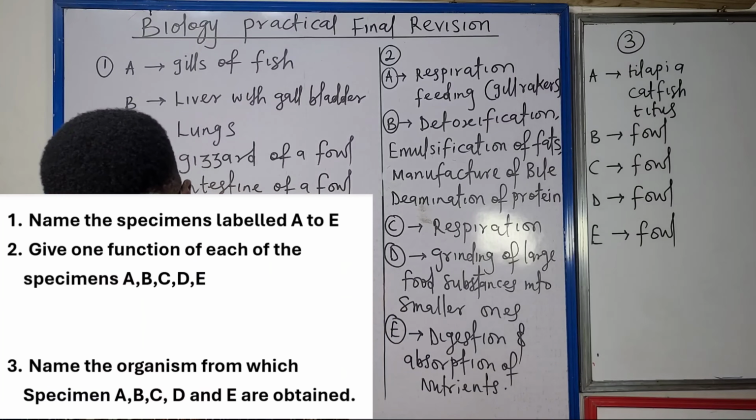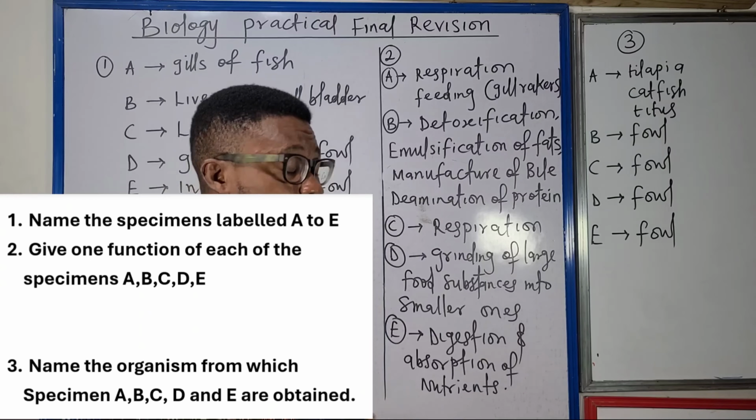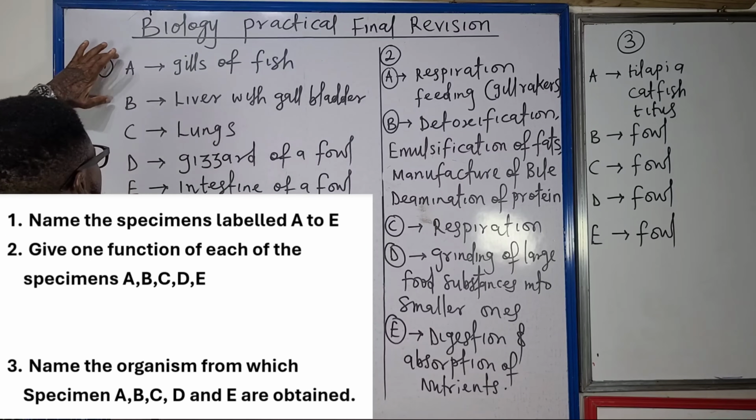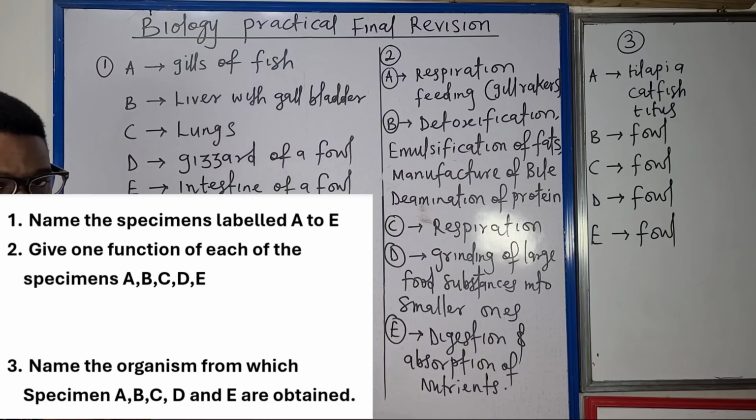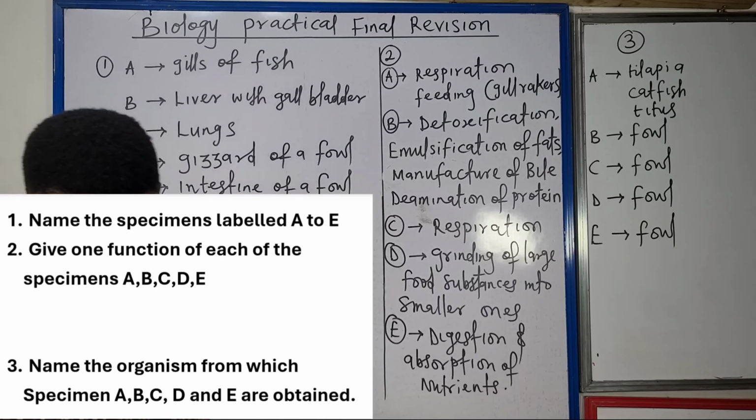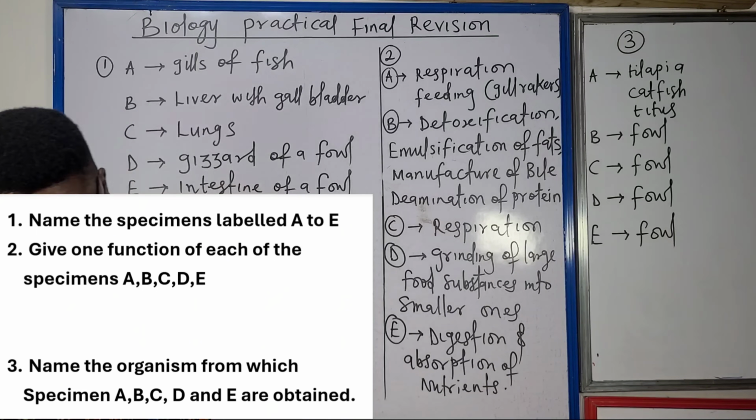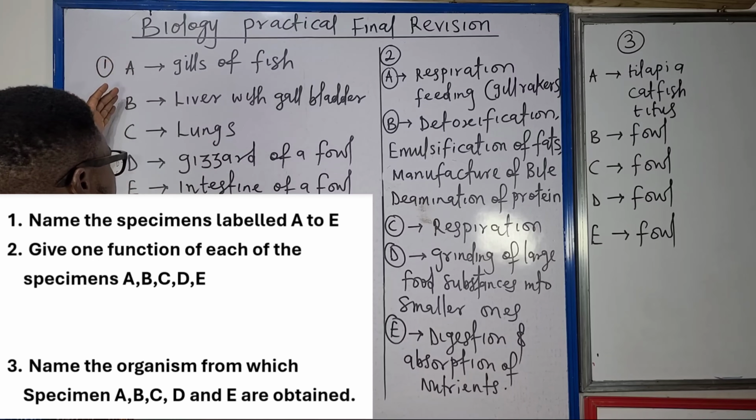On question 3, as you can see on your screen, it says name the organisms from which specimen A, B, C, D, E are obtained. So where can we get specimen A, B, C, D, and E? That's as they are laid out on the day of your exam. Imagine being asked in what organisms you can get each of specimen A, B, C, D, E from.